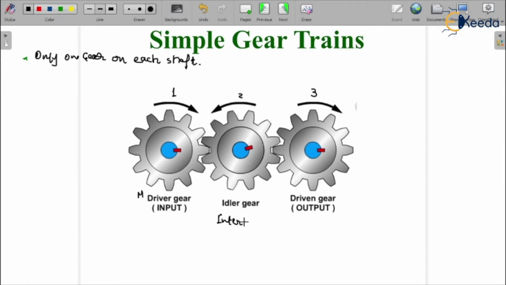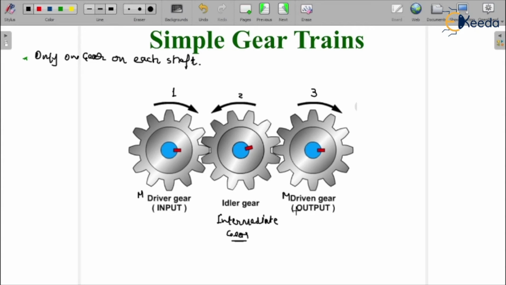There may be a number of intermediate gears. It depends on the distance between the driver gear and the driven gear. So simple gear trains means the distance between the two shafts is small. When the two gears are in mesh with each other, they transmit motion from one shaft to another shaft. Since we are transmitting power from the first shaft to finally the third shaft, this is the main driver and this is the main driven.